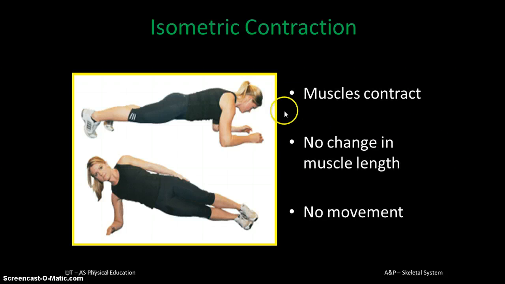So let's look at isometric in slightly more detail. As I suggested, there is muscular contraction, but there's no change in length of the muscle. So the muscle is tensing, but is not shortening or lengthening. And as a result of that, there is no movement. You're holding a fixed position. Then this is called isometric contraction, perhaps sometimes called static contraction.